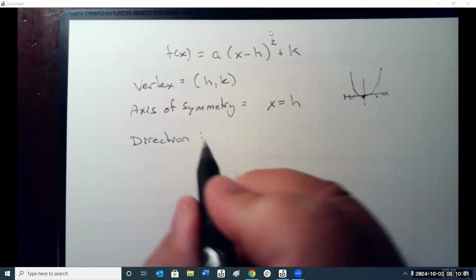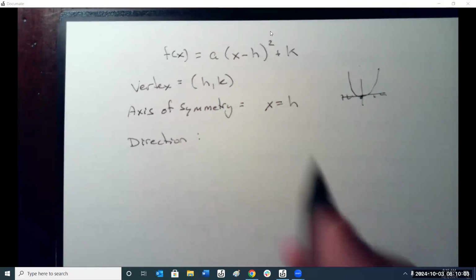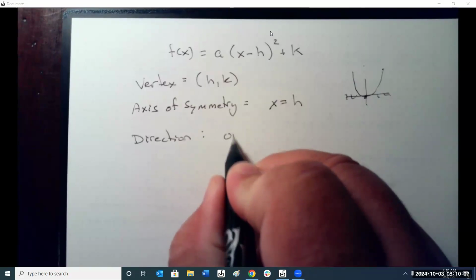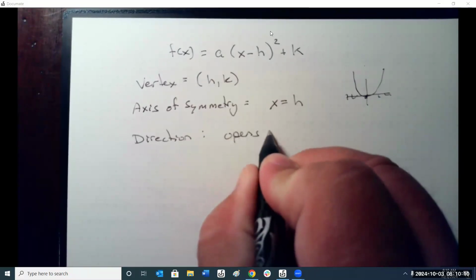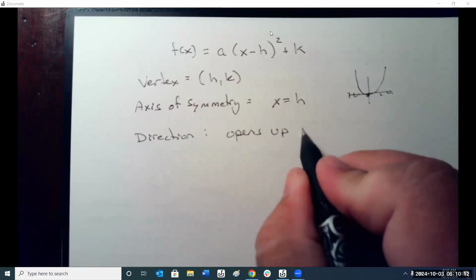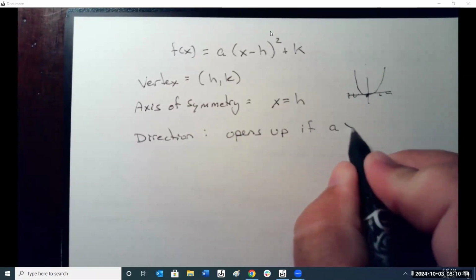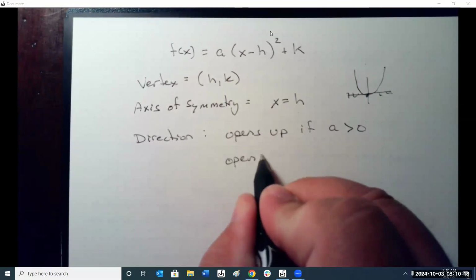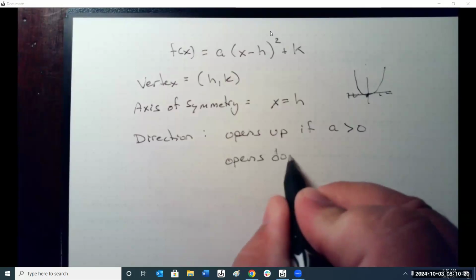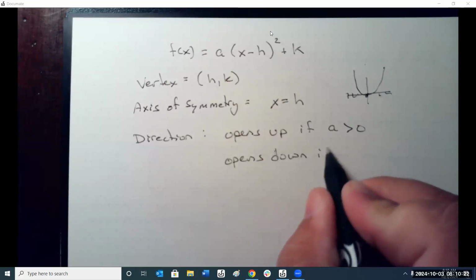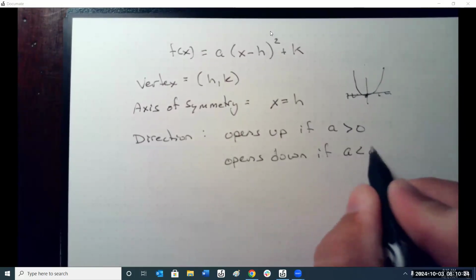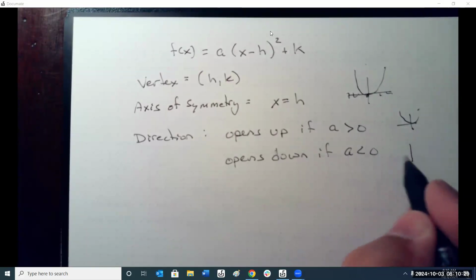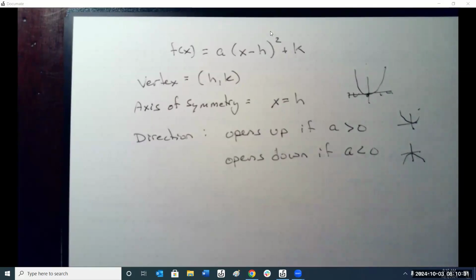The direction of the parabola: it opens up if A is positive, and it opens down if A is negative. So it depends on whether it's positive or negative.